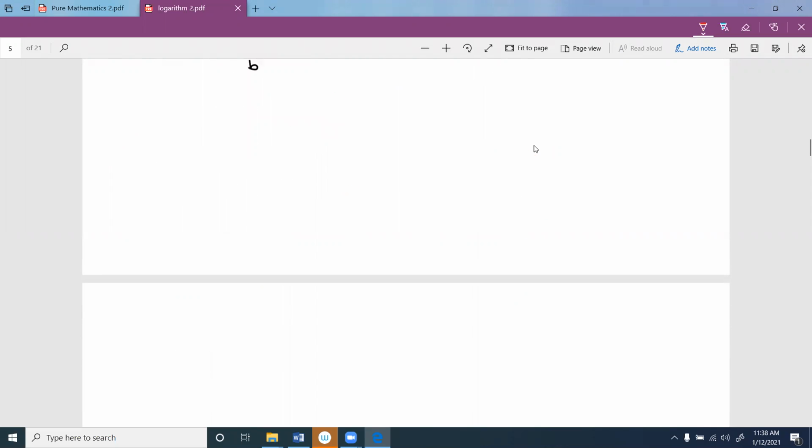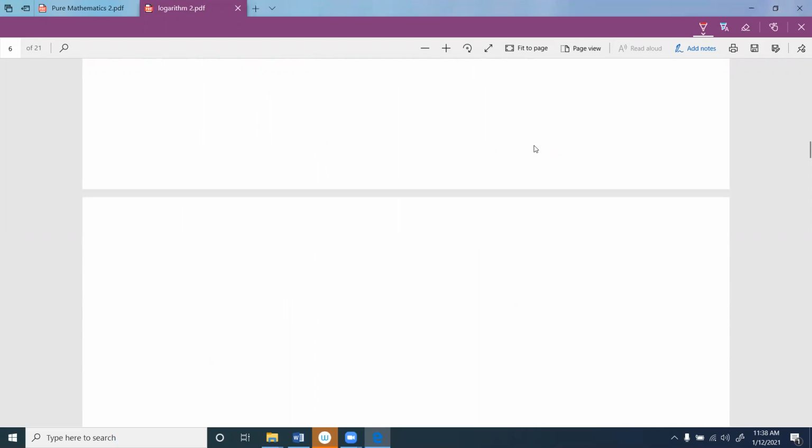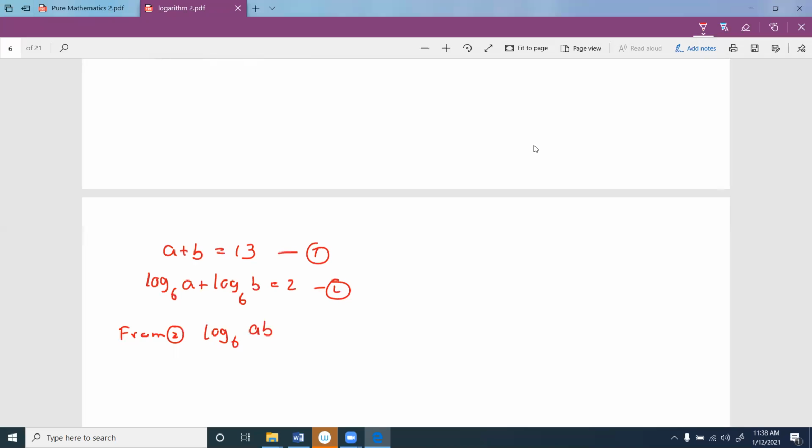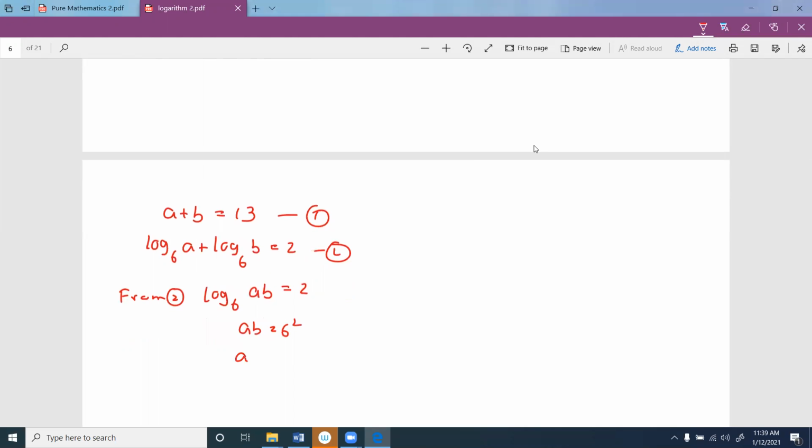So you can write this one instead. a plus b equals 13, and log 6a plus log 6b equals 2. This is my first equation, and this is my second equation. Then from 2, you can write log 6ab equals 2. So you can write ab equals 6 to the power 2, then ab equals 36. This is my third equation.